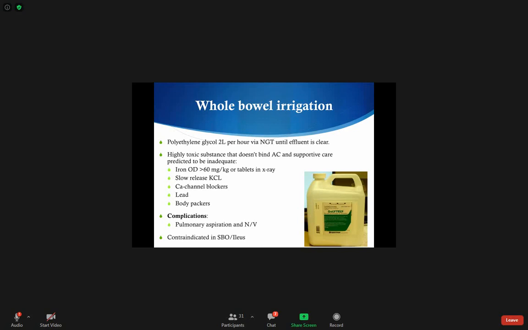If they have no symptoms, you can use whole bowel irrigation to get rid of it. If they have symptoms, then it's dangerous to give it because that means the pack has ruptured and they need surgery to remove it. The problem with this, again, you're giving so much fluid, they can get aspiration and they can get nausea and vomiting. And if they have bowel obstruction, they will for sure vomit and aspirate.